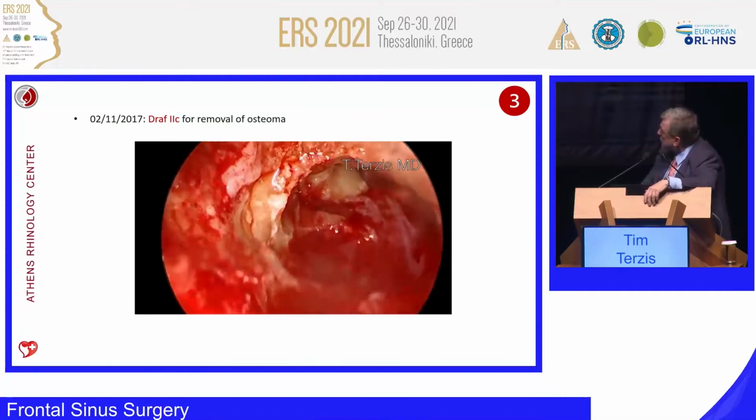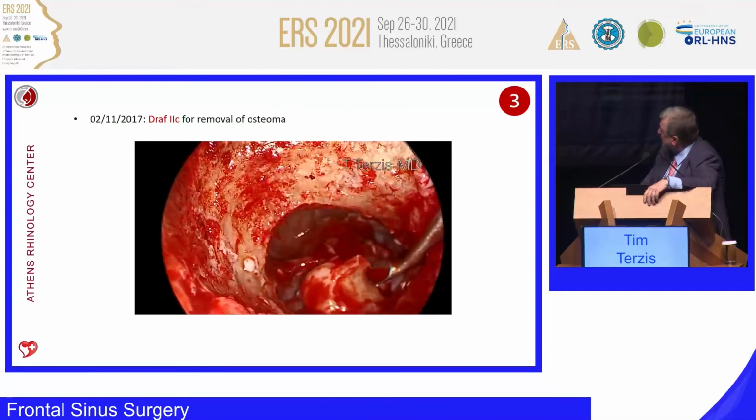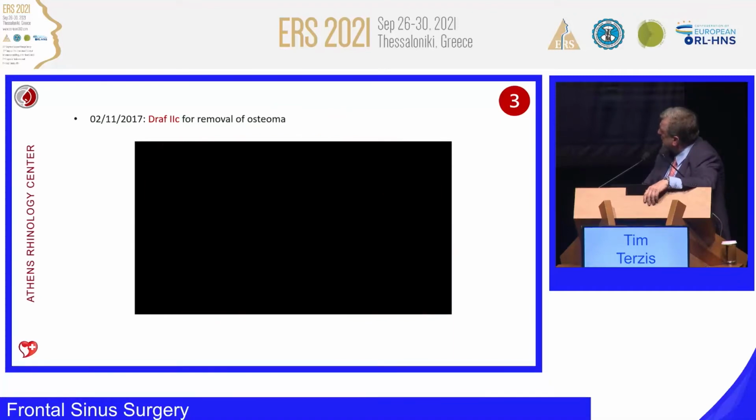So the osteoma was removed with an extended 2B or 2C, and immediately post-operatively the pain disappeared. How long? Quite long, actually. Four years now. Okay.